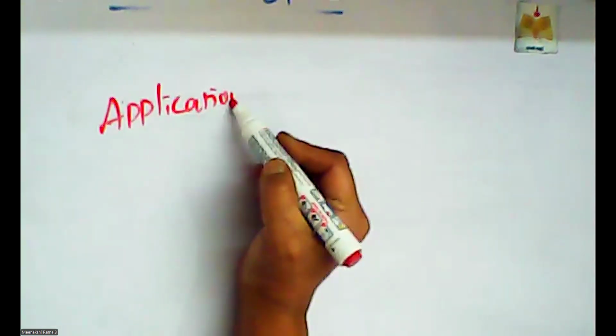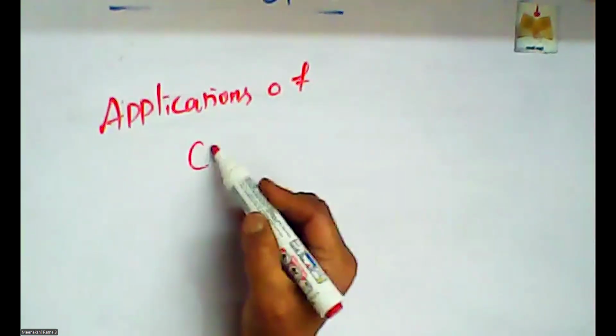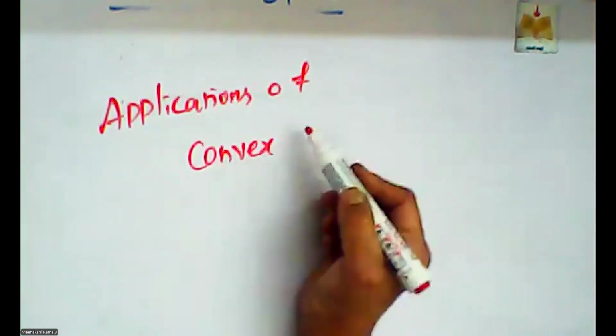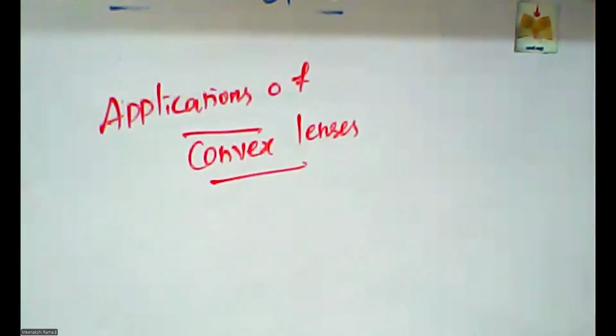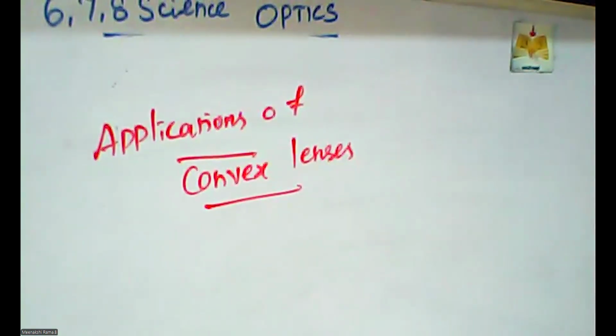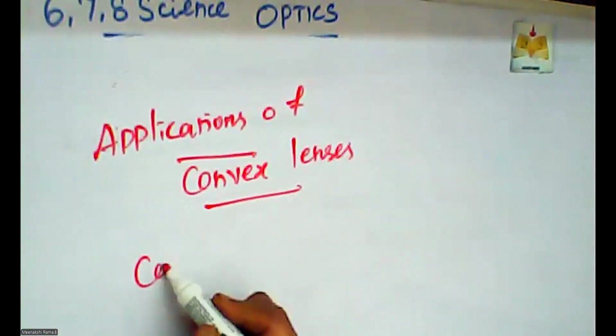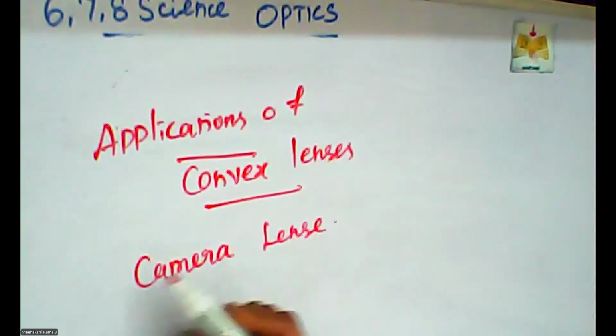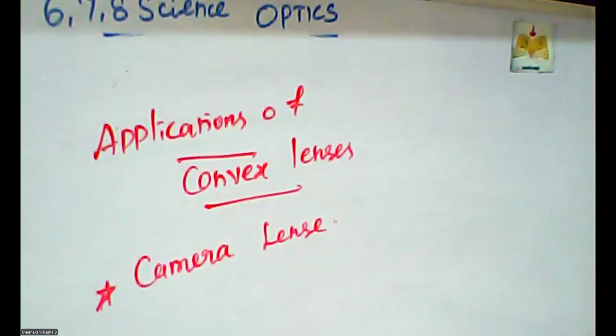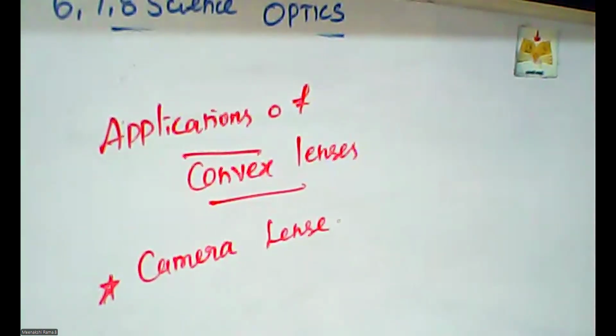Applications of convex lens. I already told that example. First, a convex lens is used as a camera lens. The camera lens is the best example of a convex lens. And then the next one is a magnifying lens.